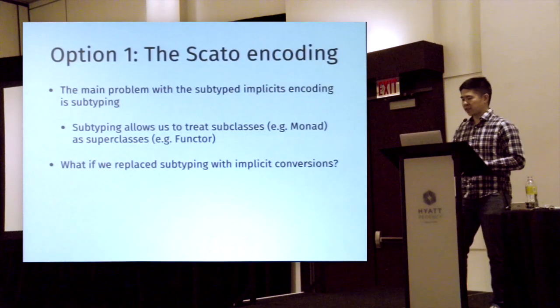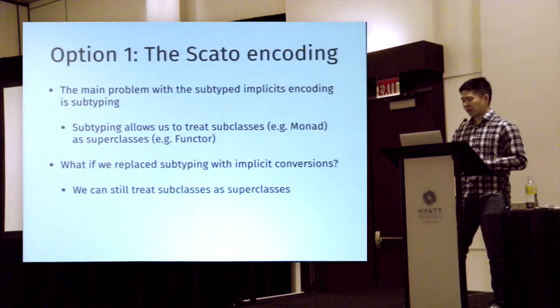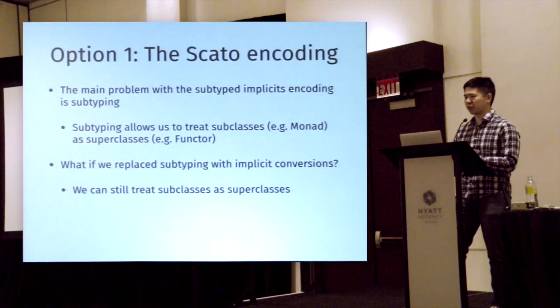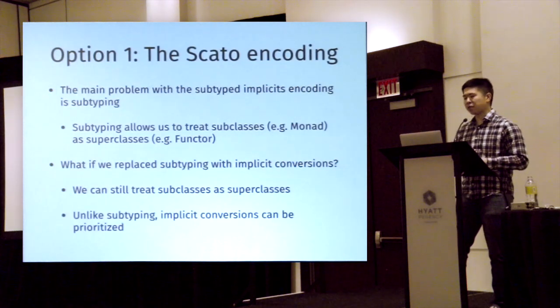And so what Scala does is turn around and say, what if we replace subtyping with implicit conversions? This still gets us the ability to treat subclasses as superclasses. The difference now being, with subtyping, it just sort of uses subtyping to coerce a monad into a functor. With implicit conversions, when you go to treat a monad as if it were a functor, it will trigger an actual function call in the background to convert it. But the difference now is implicit conversions can be prioritized in Scala, whereas with subtyping they can't be.